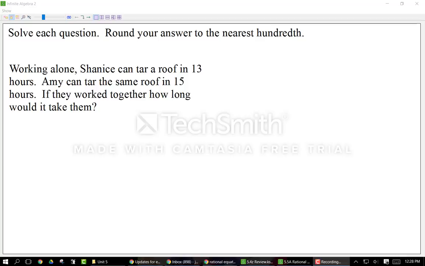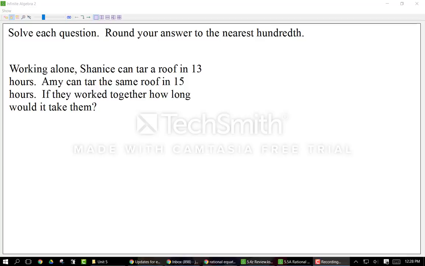So rational equation application problems basically have fractions and variables, same thing as before when we talked about rational equations. But in this case, we're tying it to a real-world problem. In this particular instance, it says working alone, Shanice can tar a roof in 13 hours. Amy can tar the same roof in 15 hours. If they worked together, how long would it take for them to do it?